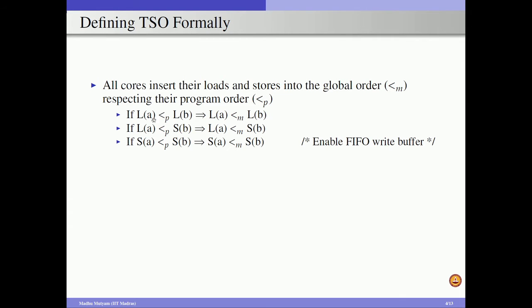For example, if you have a load operation followed by another load operation, but these two load operations are to different locations in the program order, then in the global order also it will be coming in the same order. So if load from a location A is coming before load from location B in the program order, then in the global order also load from A will come before load from B. Similarly, if load from A is coming before a store to B in the program order, then in the global order also a load from A will come before a store to a location B.